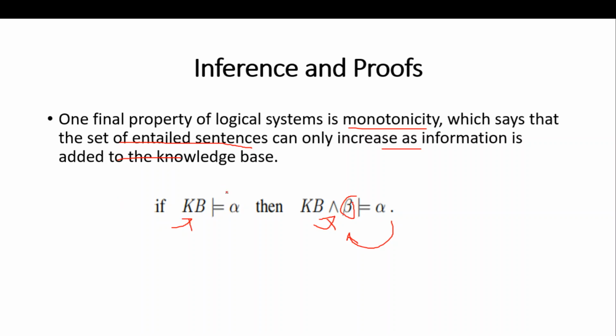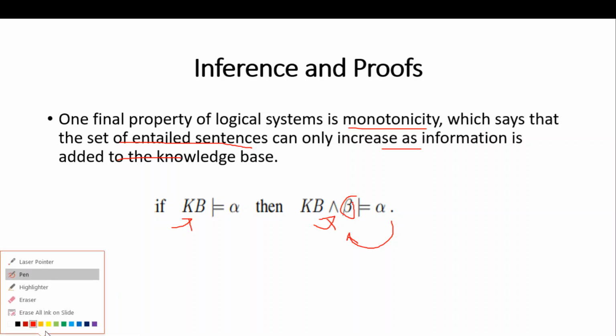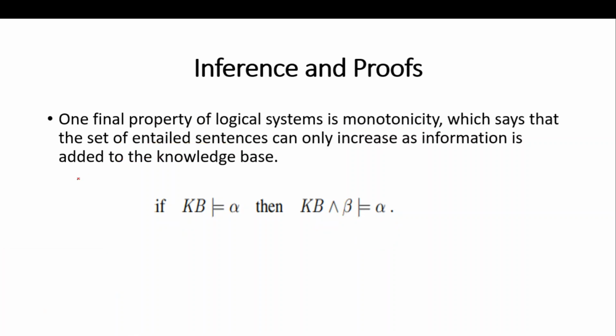So KB entails alpha means if new sentences are added, then KB increases, it becomes KB and beta, and that will also entail alpha. There is no doubt in that. That's what this says: a set of entailed sentences can only increase as information is added to the knowledge base. It will never decrease. So if KB entails alpha, it also means that KB and beta also entails alpha, because this beta itself comes from the domain of alpha, so obviously it will entail.